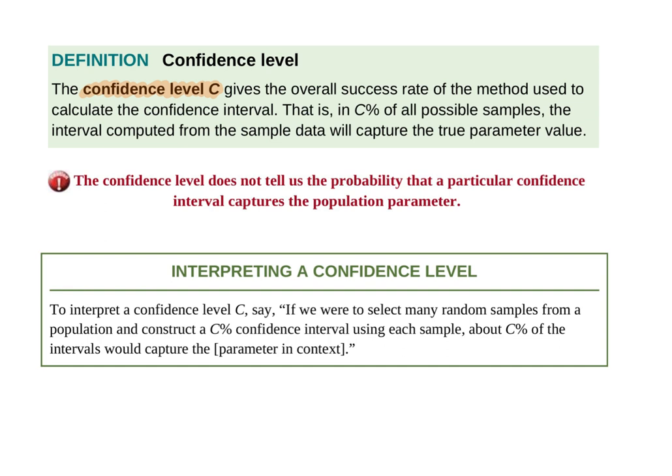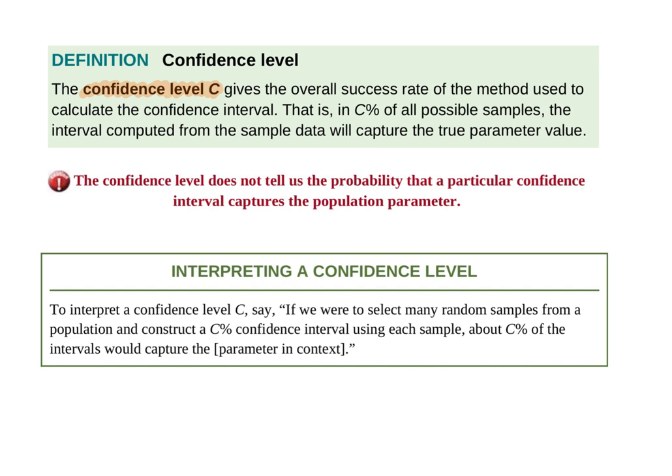While our confidence interval gives us an interval of plausible values for a parameter based on our sample data, there's something that goes along with that interval, and that is called the confidence level. That gives the overall success rate of the method used to calculate the confidence interval. So whatever your percentage is, if it's 95%, then 95% of all possible samples, the interval computed from the sample data will capture the true parameter value.